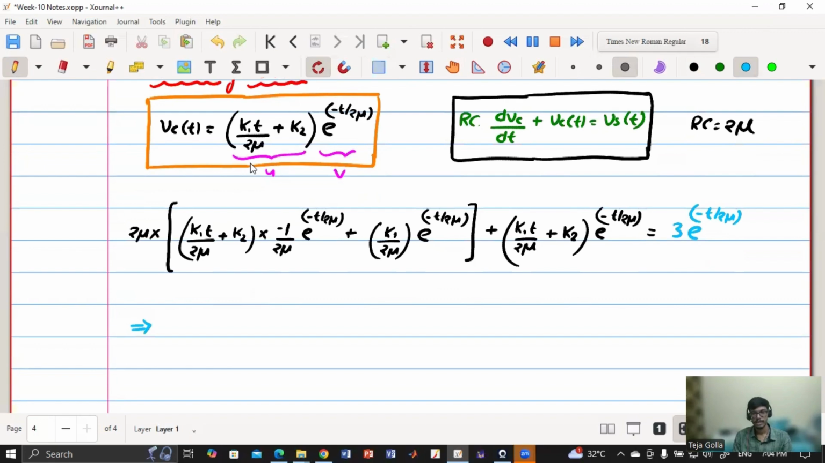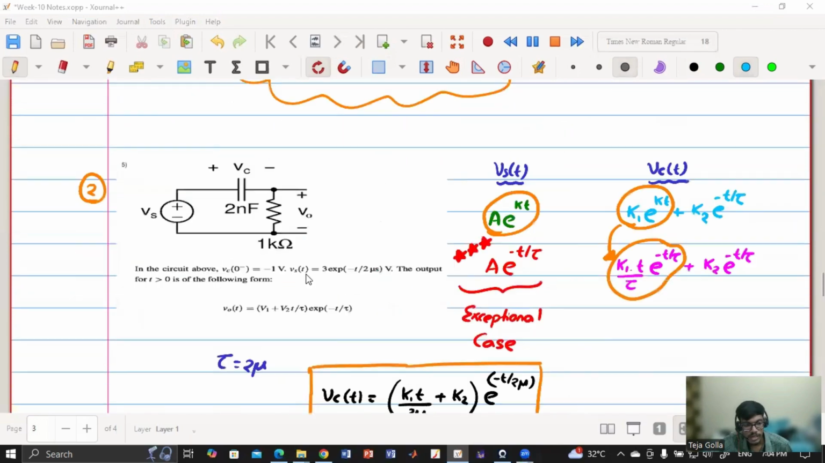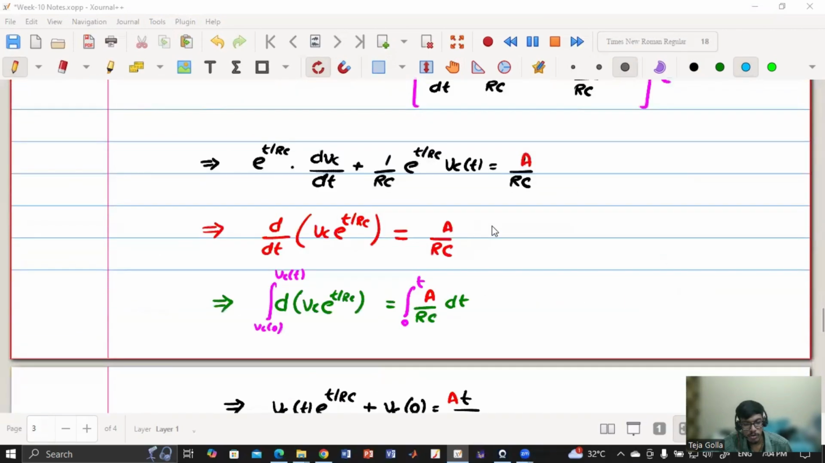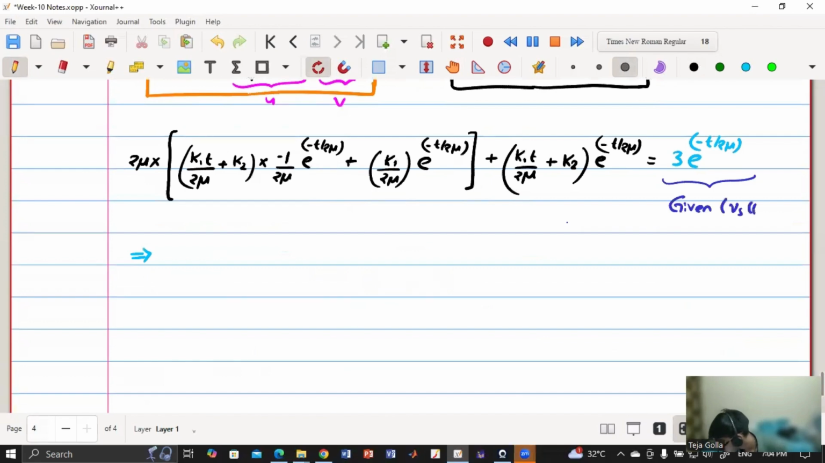Sir, how 3e? Because that is the input that they have given. So this Vs of t is already given as 3 into e to the power minus t by 2 micro. So this is given and this is Vs of t. Okay, sir. Yeah. So now let us simplify it.